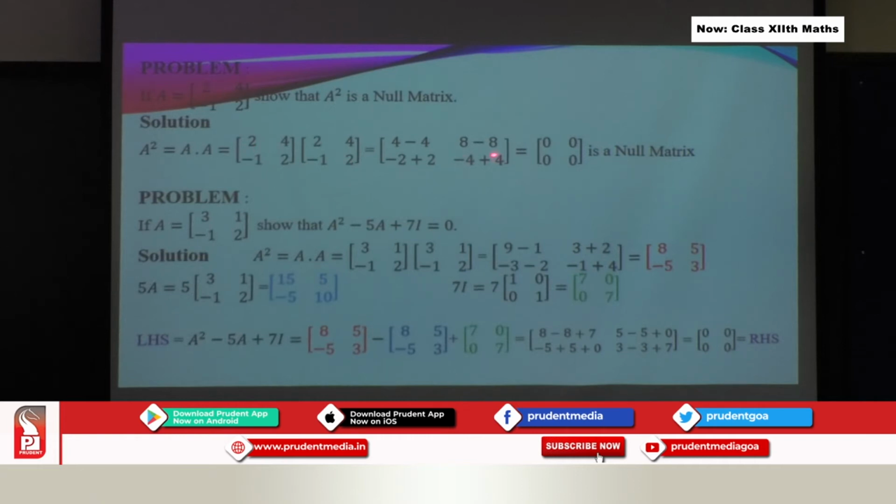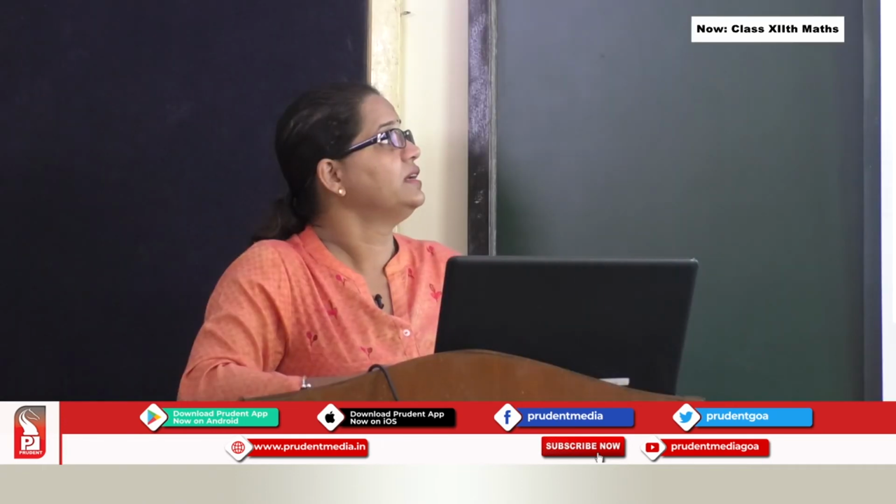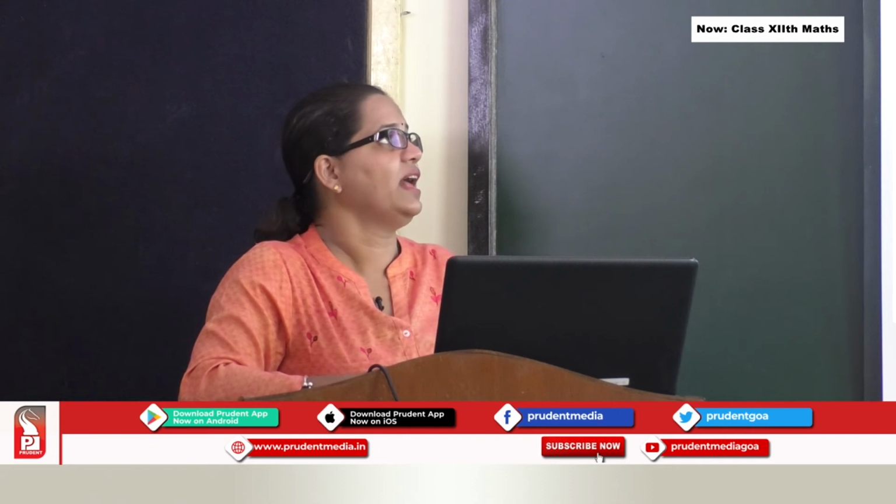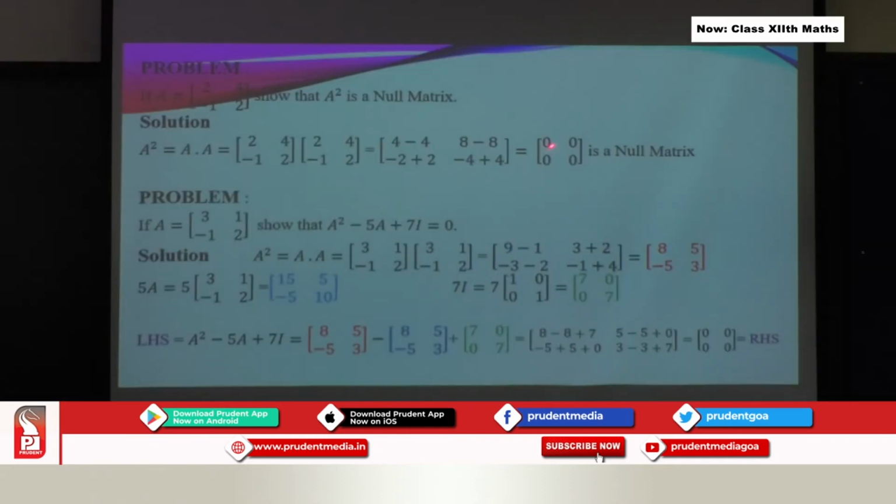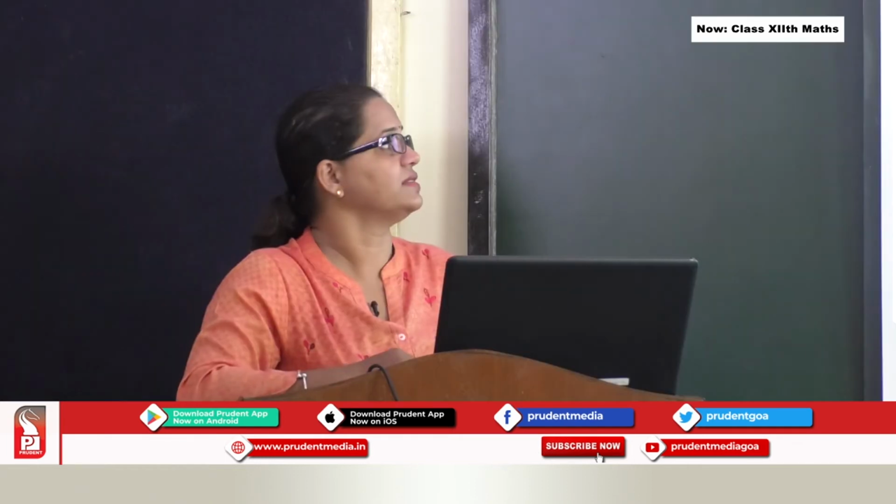First row, second column will give you this second entry. In the same way, second row, first column will give you this entry. Second row, second column will give you this entry, and the output you are getting effectively is 0, 0, 0, 0. And this is nothing but the null matrix of order 2. Now why are you getting order 2? Because here you are multiplying two square matrices.